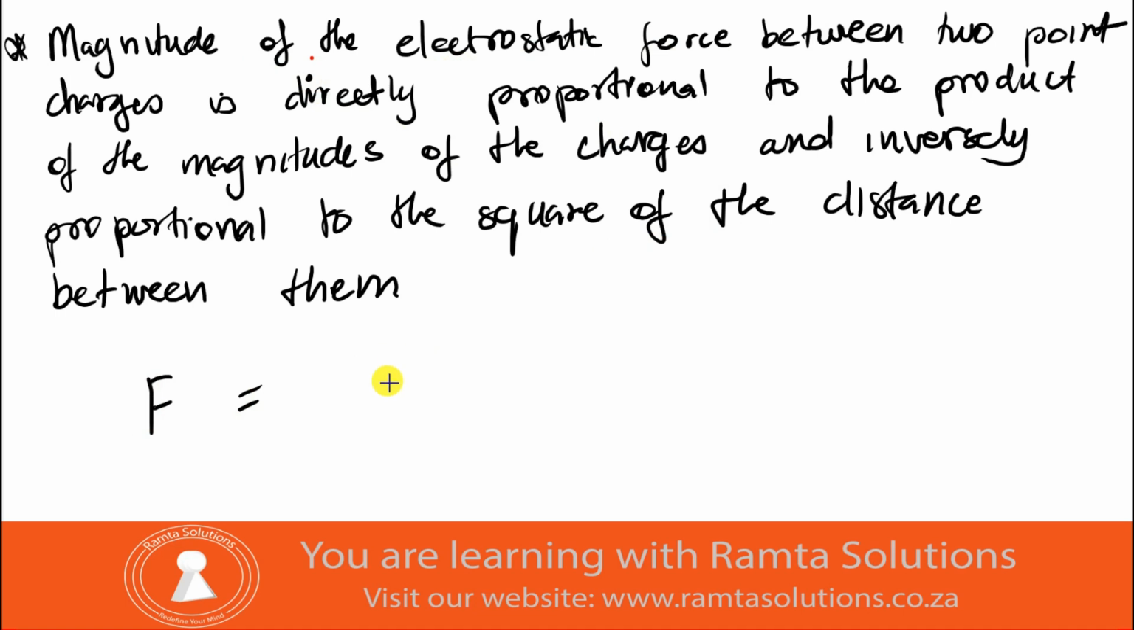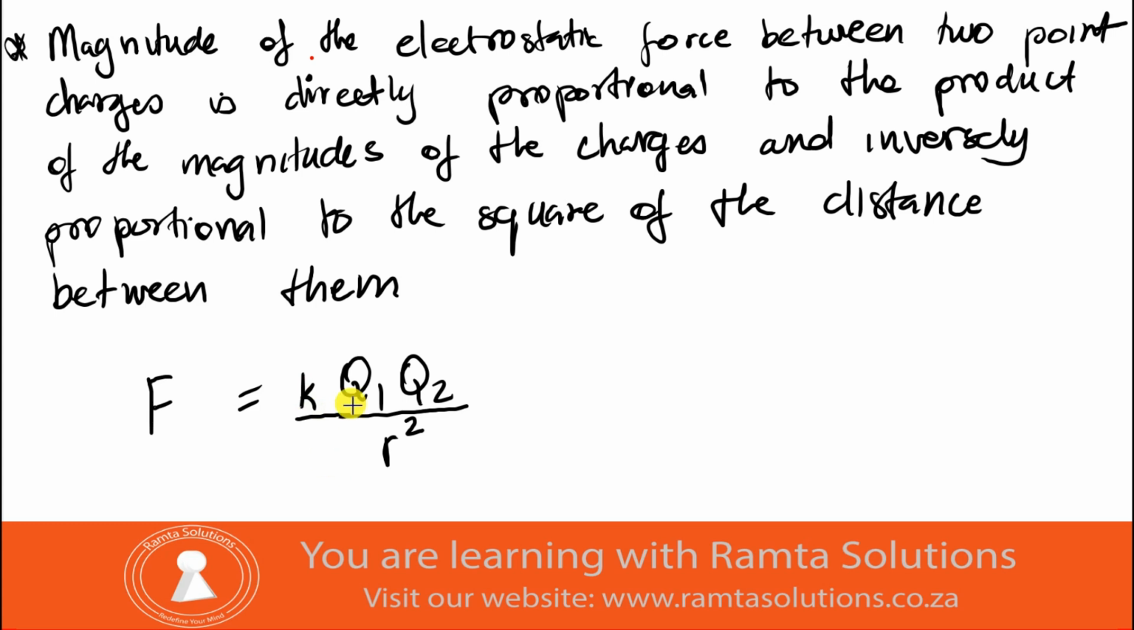So to say directly proportional would mean, if it was a fraction, the quantities that are directly proportional will be the numerators. And it is also inversely proportional to the square of the distance between them. So whatever we say is inversely proportional will be the denominator. However, there is something that connects all these quantities together, and that we call a constant. In this case, we're going to call it K.